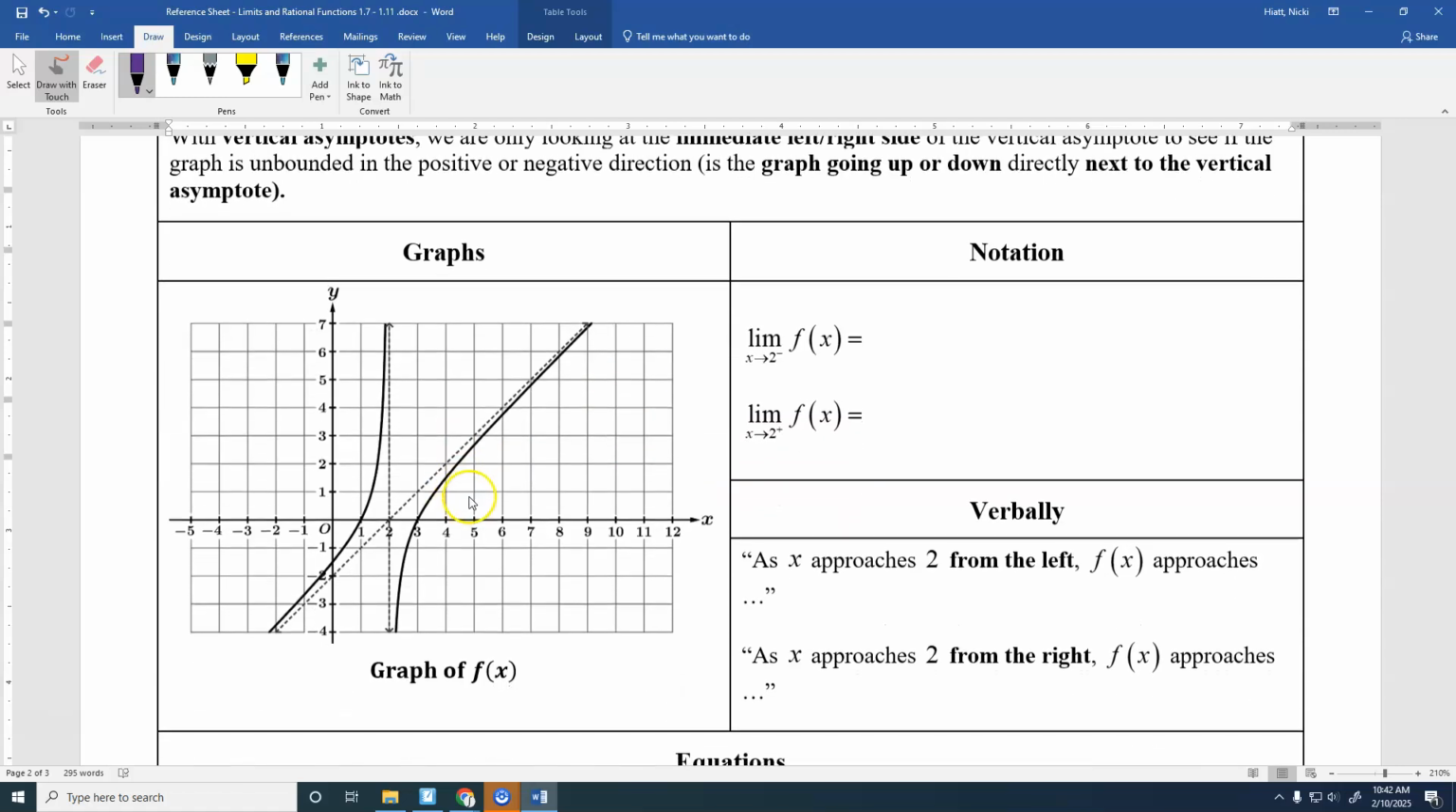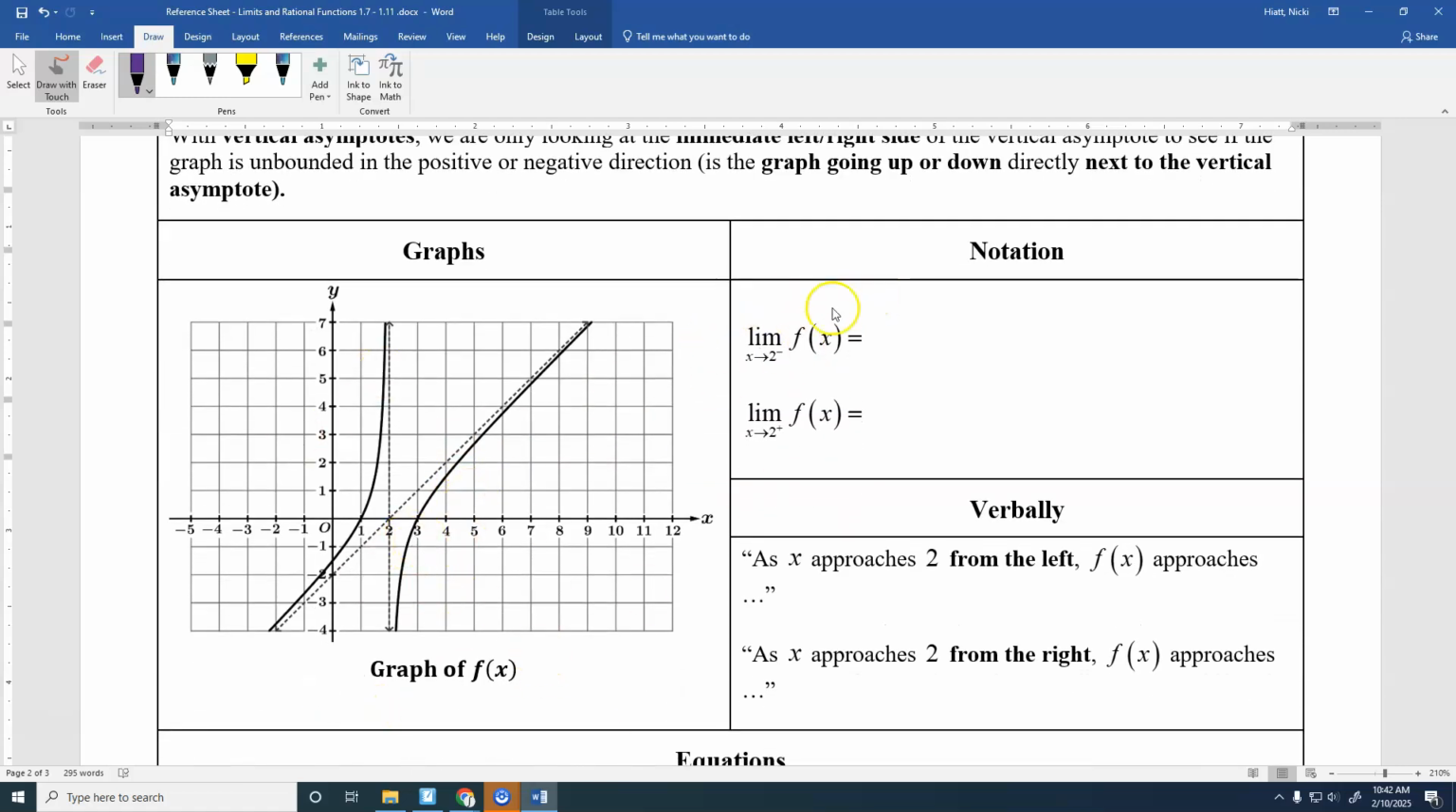Whenever we look at this right here, I've got x approaches 2. What's the little negative behind it mean? From the left. So you are thinking about where x equals 2, and you're thinking about that vertical line that goes through 2. So if you approach that line from the left side, I'm going to start over here on the left and get closer and closer to that line. What are my y values doing? They're going up to positive infinity.